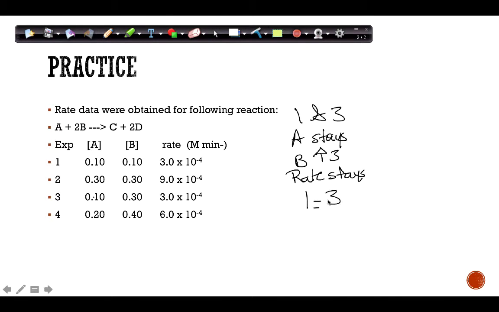And my concentration went up by 3. Well, anything taken to the 0 power would give me 1. So this would be a zero order. Basically, if they change the concentration and that doesn't do a thing to the rate, that means your rate doesn't depend on that thing. So it has to be zero order. All right, so let's look at experiments 2 and 3 now. In 2 and 3, B stays the same.